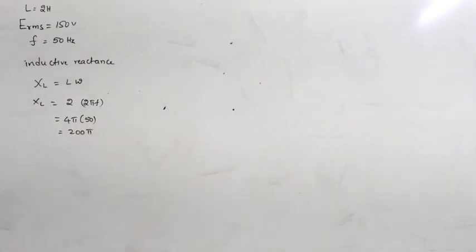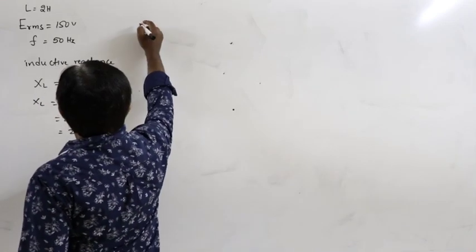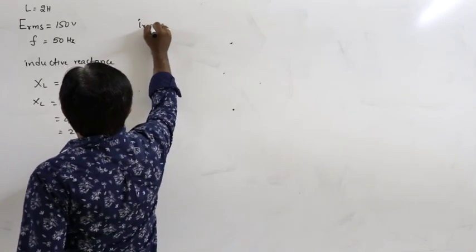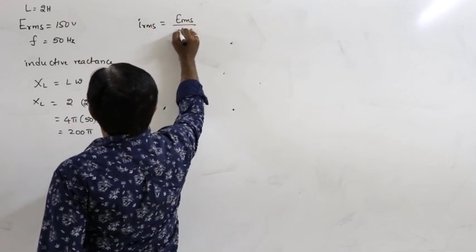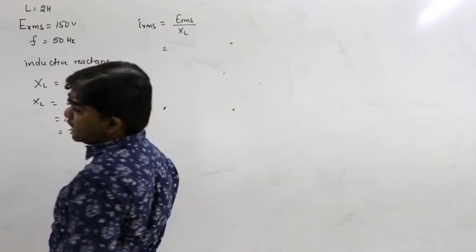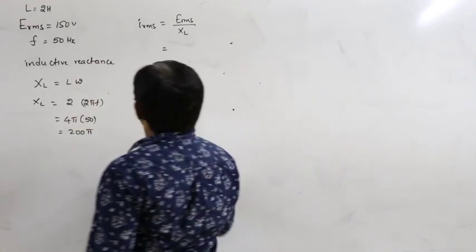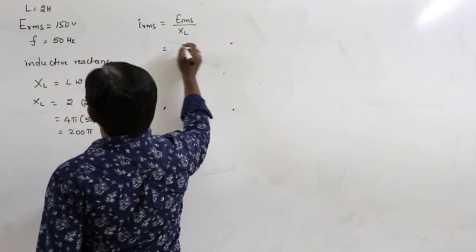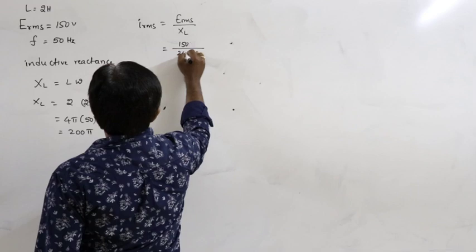XL is equal to 200 pi. Now from this we can write I RMS. I RMS can be written as E RMS divided by XL. Why are we writing XL? Because only an inductor is connected to the circuit. Now, E RMS is how much? Given as 150. 150 divided by 200 pi.